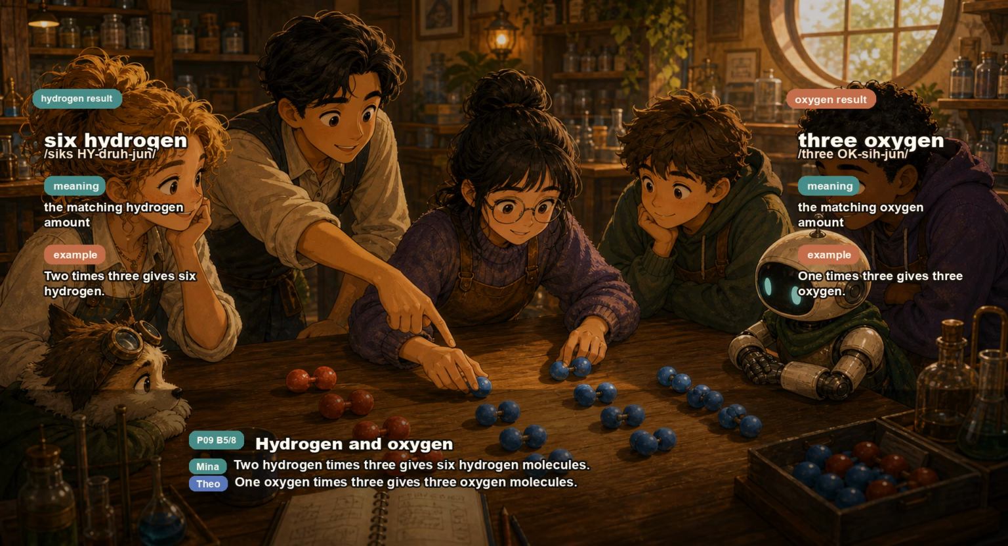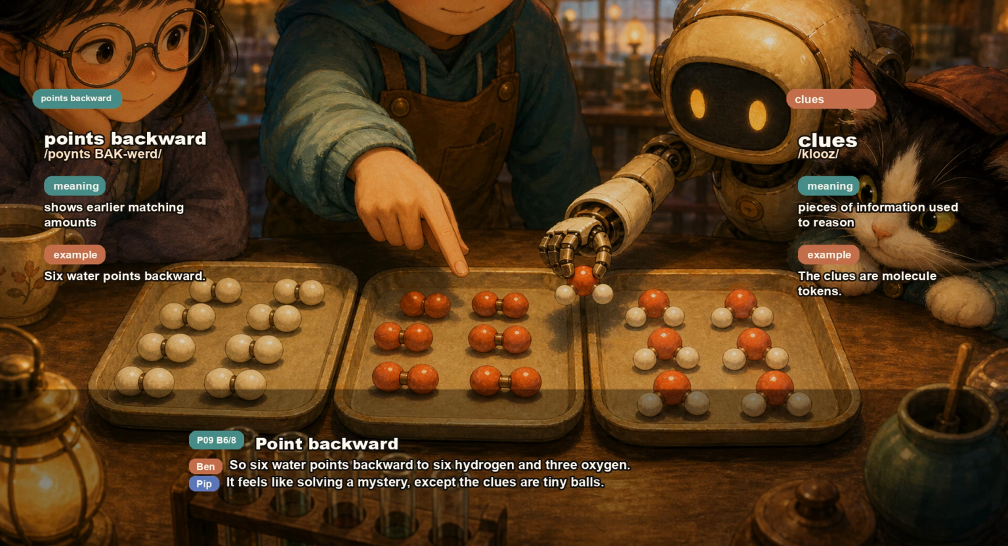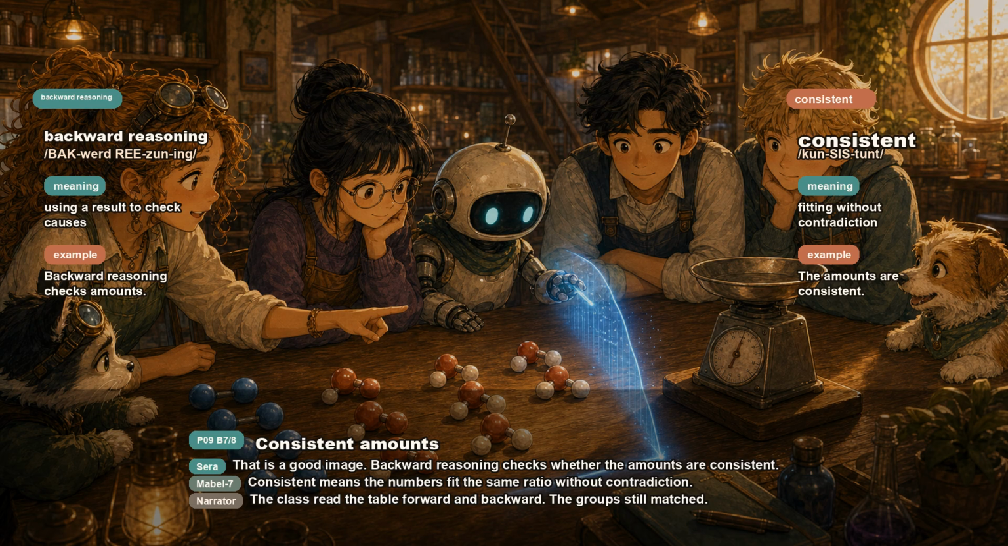It feels like solving a mystery, except the clues are tiny balls. That is a good image. Backward reasoning checks whether the amounts are consistent. Consistent means the numbers fit the same ratio without contradiction.